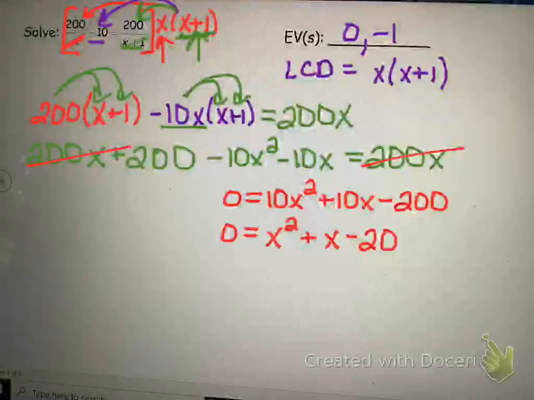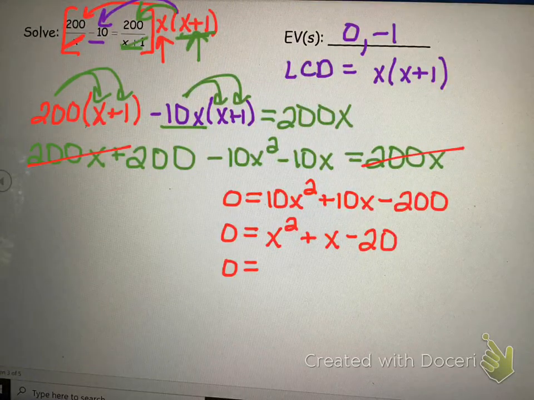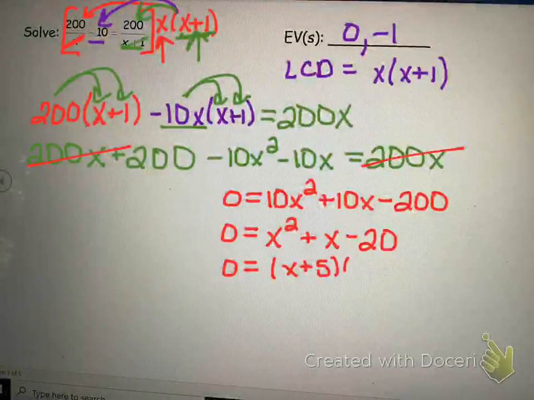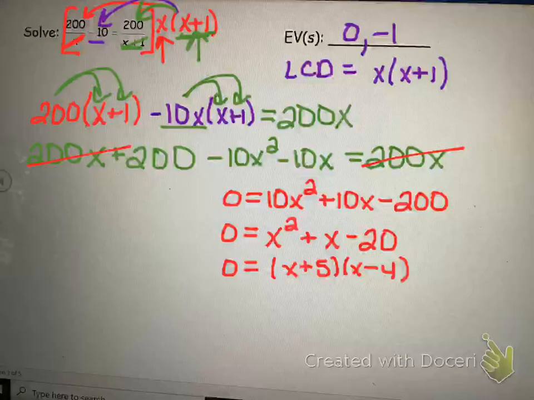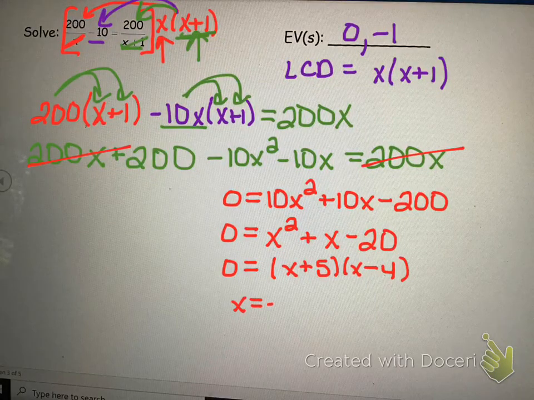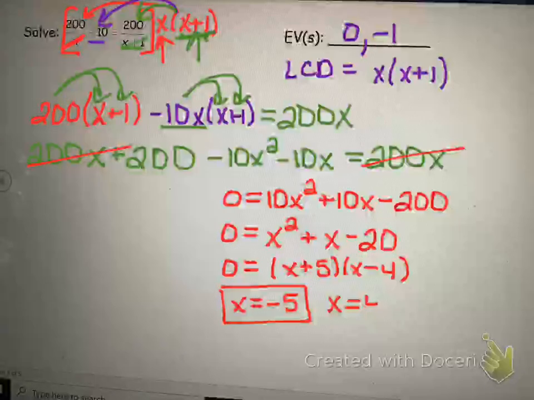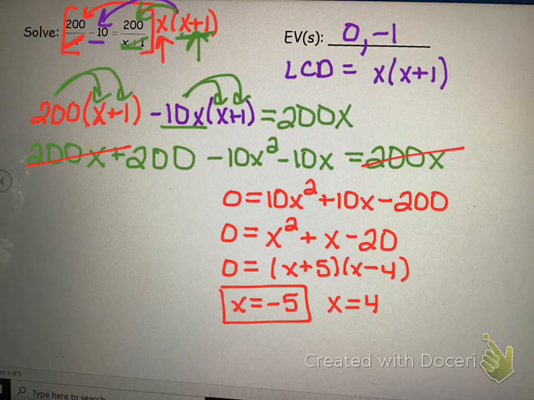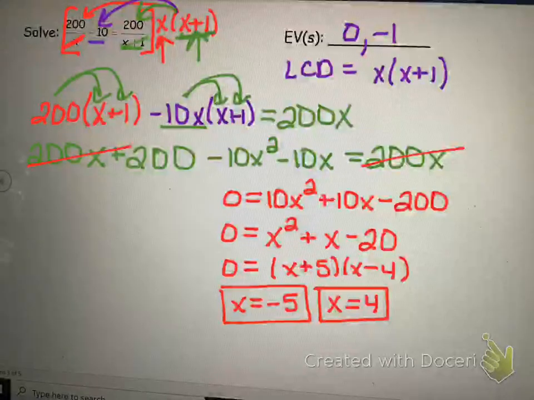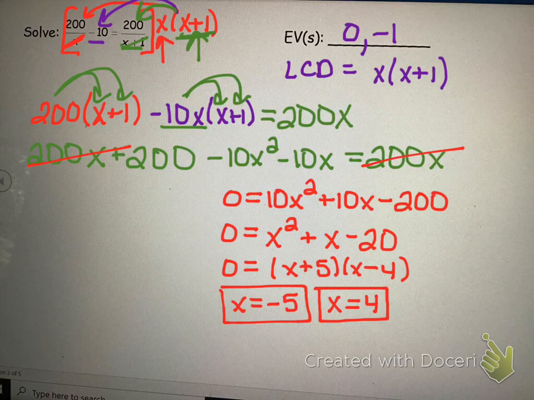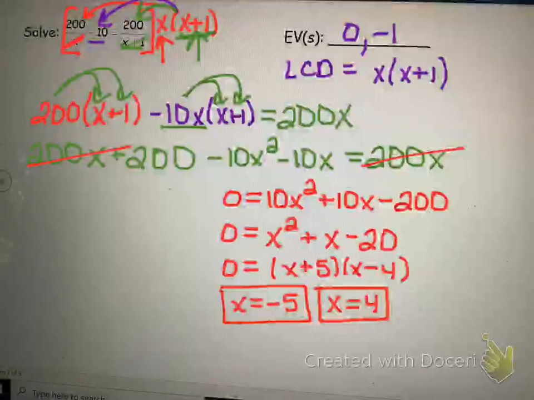Okay, so now I can factor it. And so when I factor it, I get x plus 5 and x minus 4. And so I generate two answers. I get -5 as my first answer. I get positive 4 as my second answer. Neither one of those is an excluded value, so I don't have to worry about excluding or throwing it out.